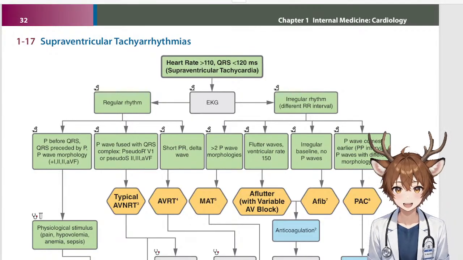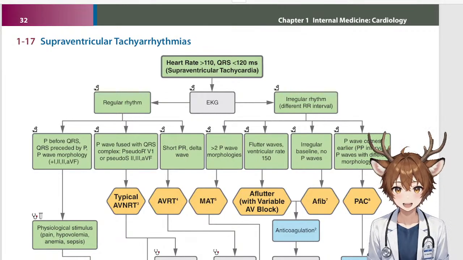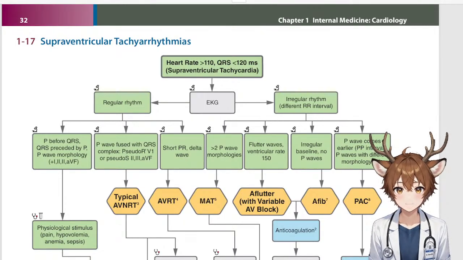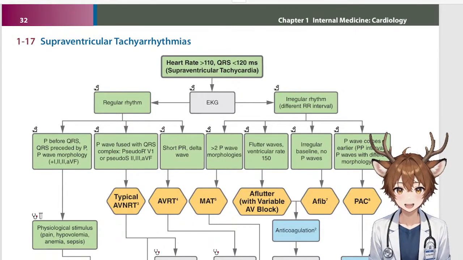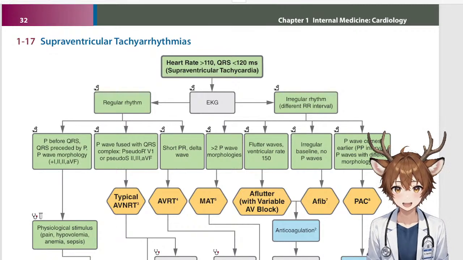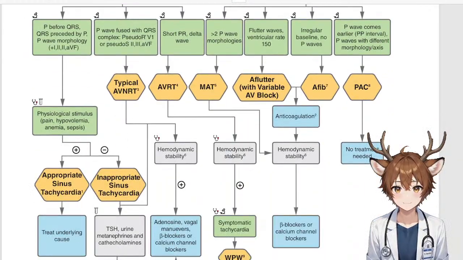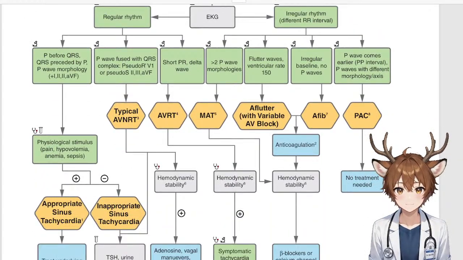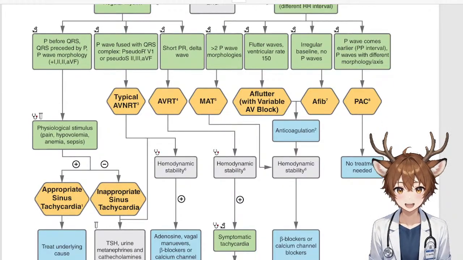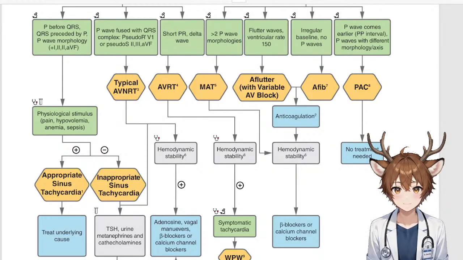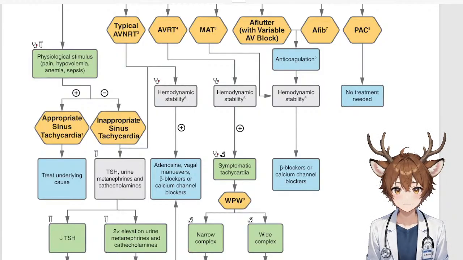If it's a regular rhythm, and the P wave is before the QRS, preceded by a P wave morphology, 1, 2, 3, sorry, this is like plus 1, 2, AVF. It might be an error on their part. They put 2 twice, but whatever. It might be 1, 2, 3, AVF, not sure. In that case, what we want to do is check for physiologic stimulus: pain, hypovolemia, anemia, sepsis, plus or minus. If it's positive for that stuff, it's appropriate sinus tachycardia. You do treat the underlying cause. If it's negative for that, then it's inappropriate sinus tachycardia, in which case TSH, urine metanephrines, and catecholamines.